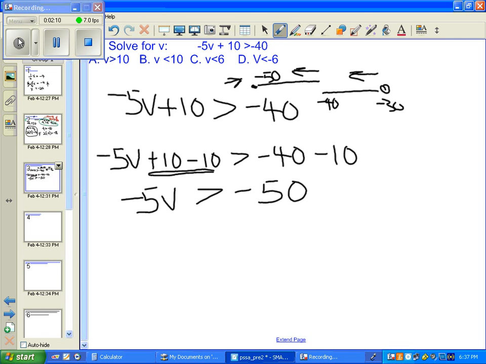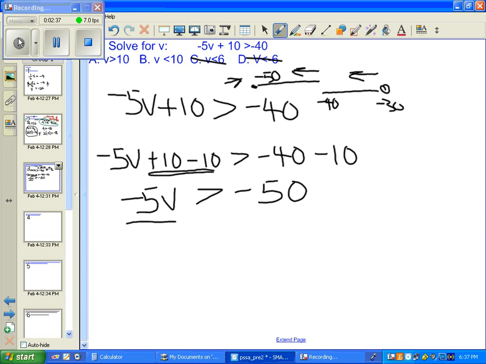Now we can take a look at our answers here. Well, we have a 5 and a 50. So we know it's going to have to do something with 10. So we can take these 6's and just get rid of them. So we're down to two possibilities, A or B. One says that V is greater than 10. The other one says that V is less than 10.